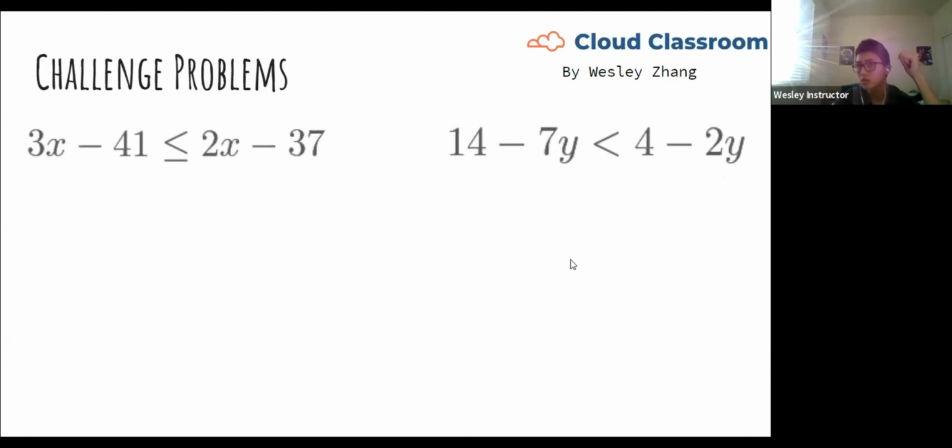Okay, wait, sorry, did I get that wrong? Sorry guys. No, I got that right. Yeah, sorry guys. Yeah, y is less than 2.